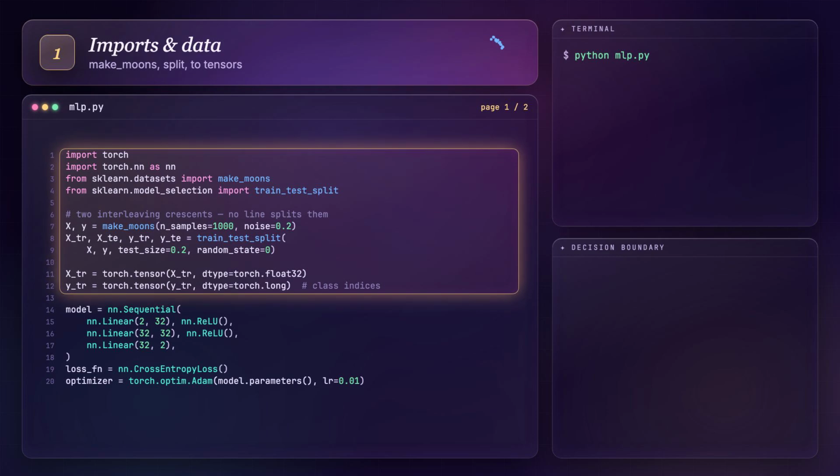Up top, the imports and the data. make_moons from scikit-learn gives us 1000 points shaped like two interleaving crescents with a fair bit of noise. We pull out X and y, then train_test_split carves off 20% for testing, then the conversion every PyTorch project does. NumPy arrays become tensors, float for the features, long for the labels, because cross-entropy wants integer class indices.